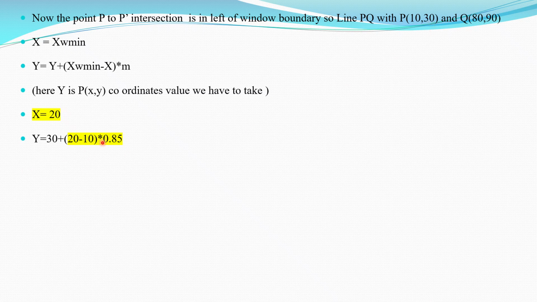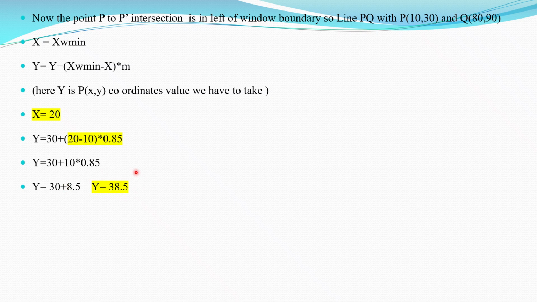This 30, how to mention here, plus XW min is 20 minus X, that is P's X coordinate value you have to insert here. 20 minus 10 into your slope value 0.85. Instead you can say 6 by 7, whatever you wish you can take, and then we get the value of Y. So that is 38.5.